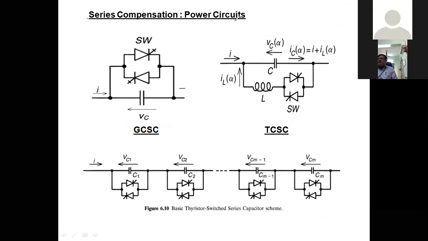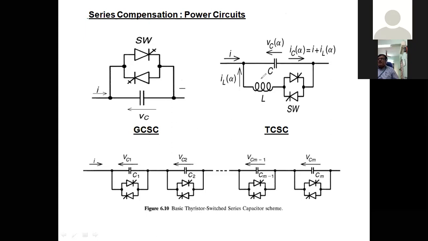Or how to draw these power circuits, because the operation, the equation derivation, the waveforms, everything is based on this power circuit diagram. So everyone has to know the power circuit related to this series compensation. Already we have seen there is a common point for all these three devices, that is the series capacitor.